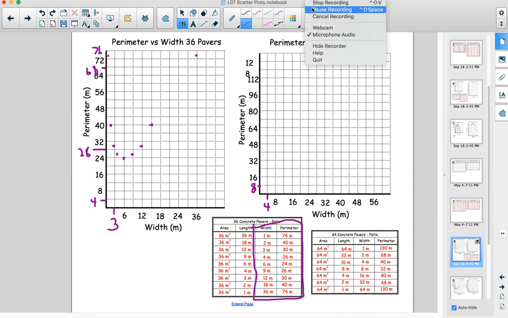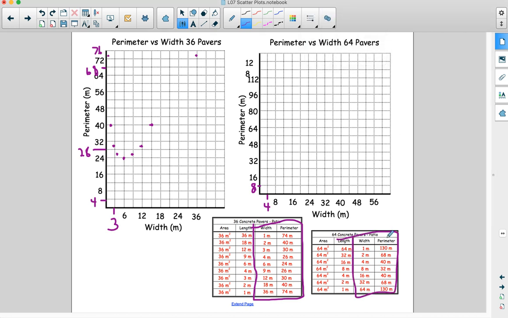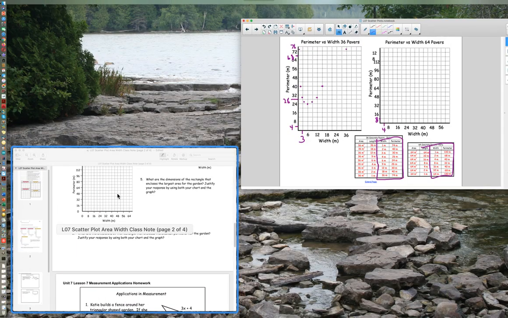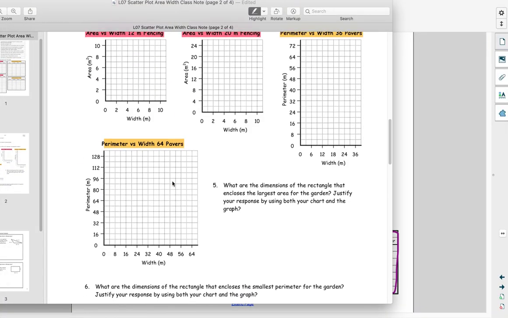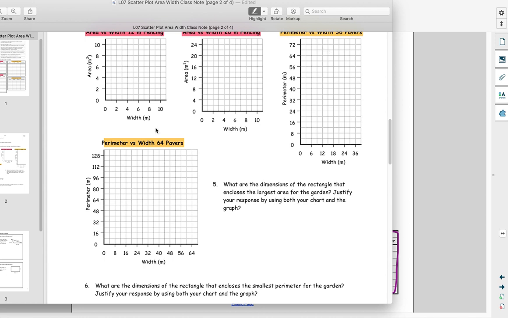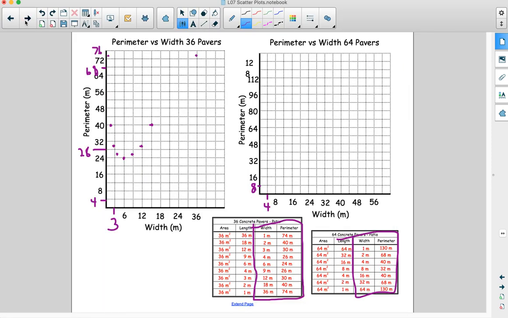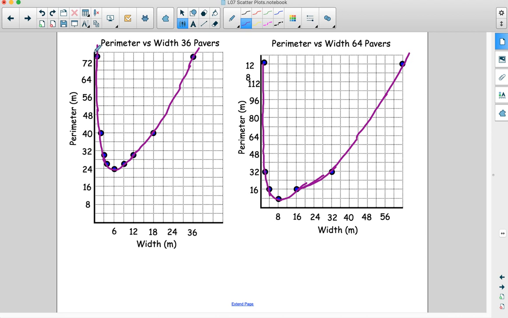So again, pausing as a reminder that you should pause, and then you should graph these. All right, so you were going to plot these values on this grid. And again, if you were able to print the notes out, you'd be plotting those two graphs right over here. This is the 36 pavers, and this one is the 64 pavers right in this area. If you weren't able to print it out, it's not a problem. Just practice on any scrap paper you might have at home. All right, so this is what the graphs would look like.